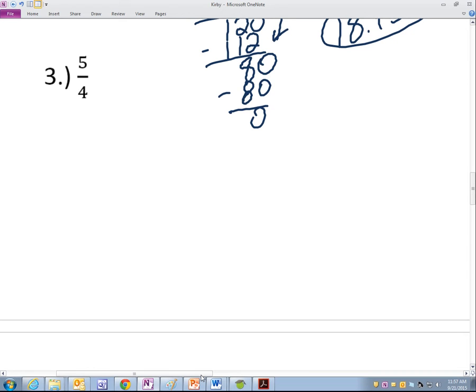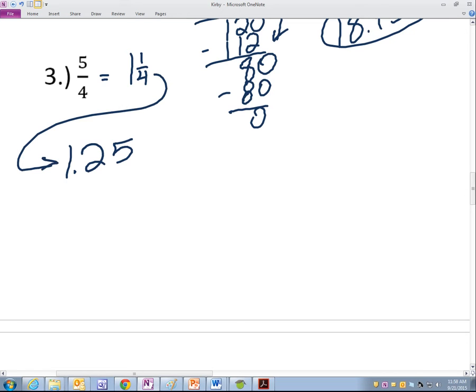So 5/4. Right away, you should be able to recognize that that's just 1.25. This is one of those easier ones, as long as you show what I'm going to show you right now. So you know that that would equal 1 1/4, which is going to be 1.25. You move the decimal over 2 spots, and you have 125%.